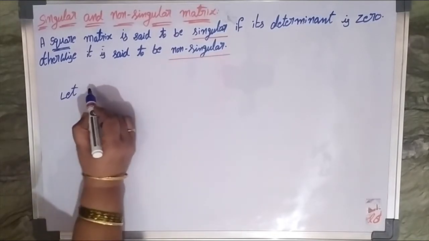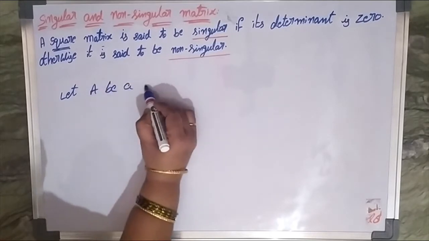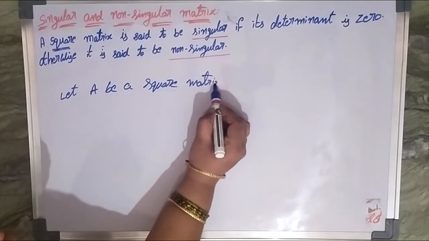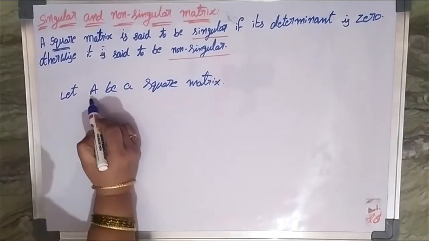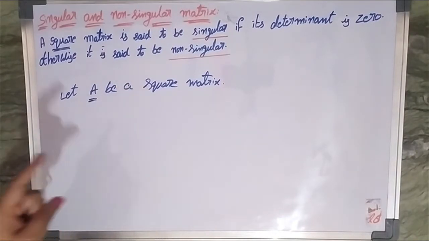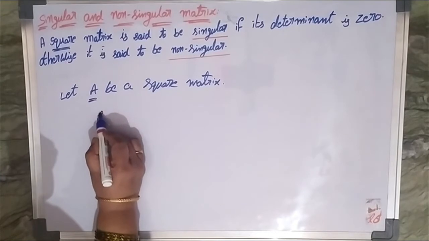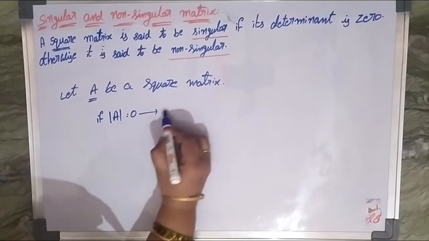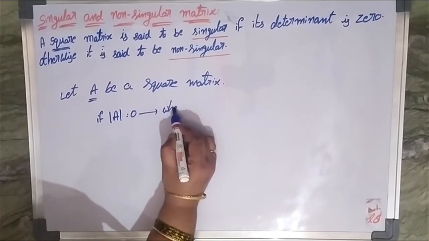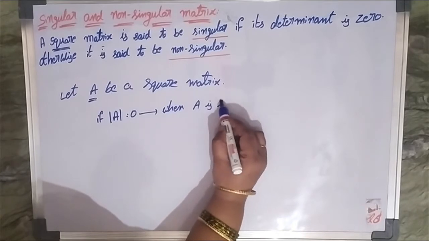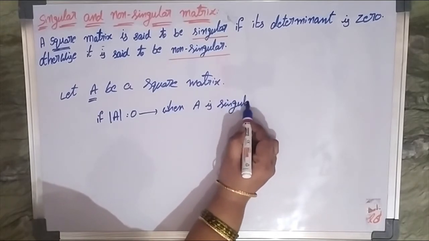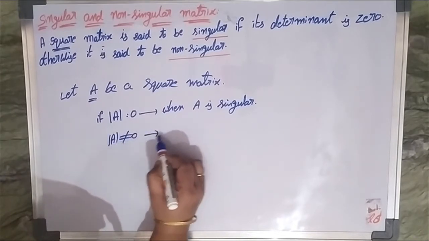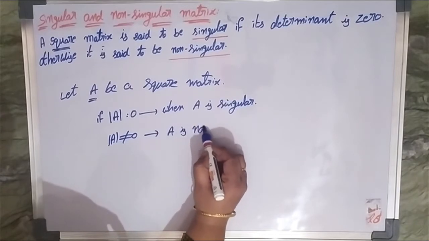Let A be a square matrix. Then this A could be defined as a singular matrix if det A is equal to 0. Det A equal to 0 when A is singular. If det A is not equal to 0, then A is non-singular.